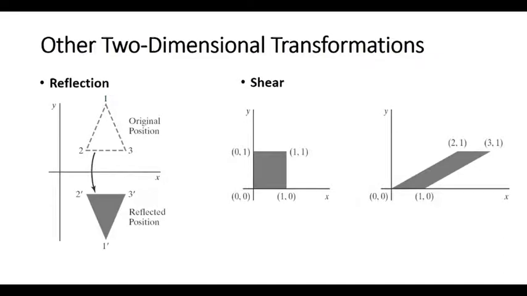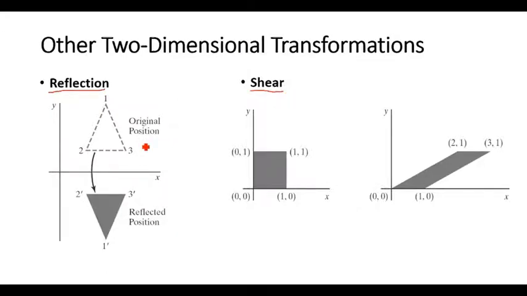Now moving forward, the transformations that we discussed so far, translation, scaling, and rotation, are called basic transformation activities. Now, do we have any other transformations that we can perform? Yes, we do. There are two additional transformations that we can discuss. One is called reflection, and the other one is called shear.